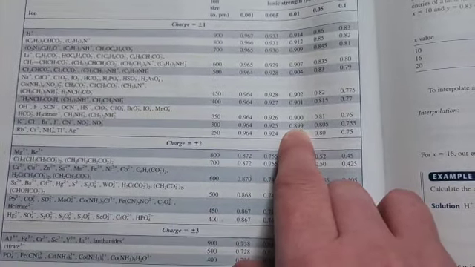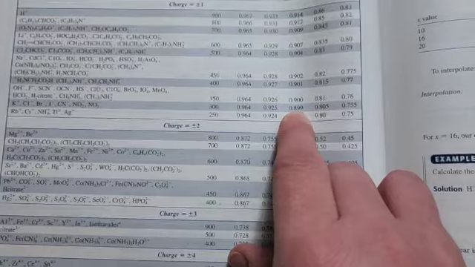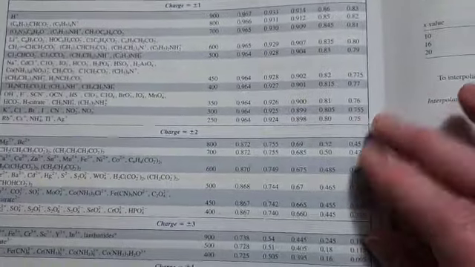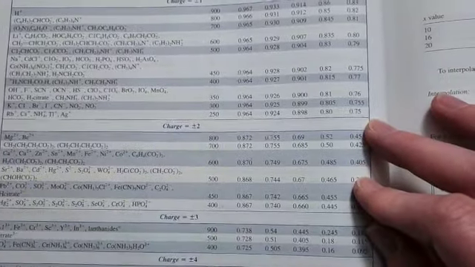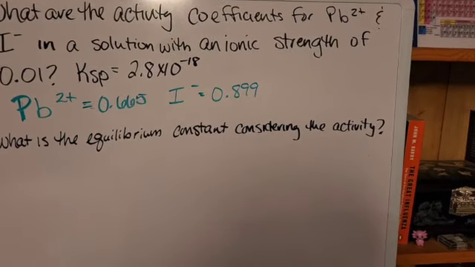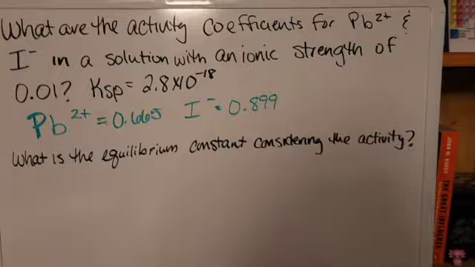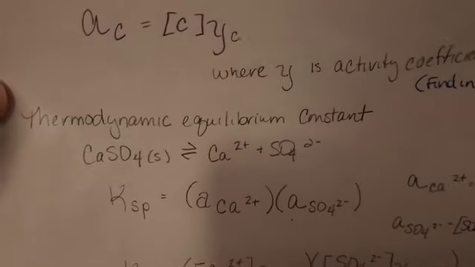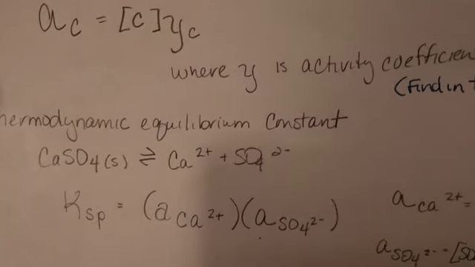The thing that I wanted to point out here is you cannot solve the rest of the equation without these two values. So it's very important to have this table because I doubt he's going to give us these values. Okay, the next question on this quiz asks, what is the equilibrium constant considering the activity? All right, and we are going to need this equation right here, the thermodynamic equilibrium constant.